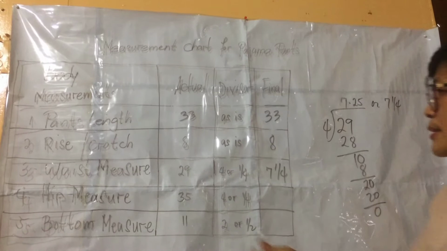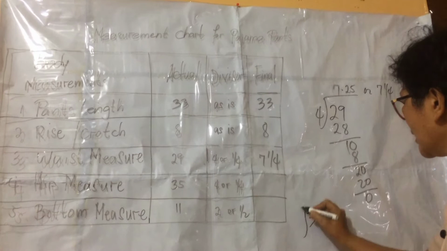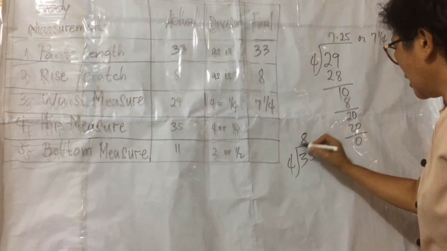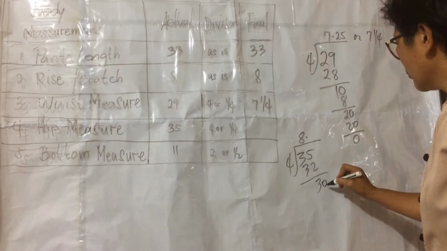Next, hip measure, 35. The divisor is 4 or 1/4. 35 divided by 4 is 8. 8 times 4 is 32. 35 minus 32 is 3. Right the point, add 0. 30 divided by 4 is 7.